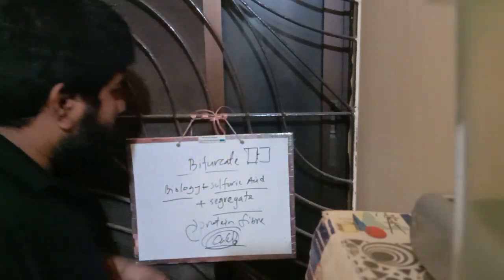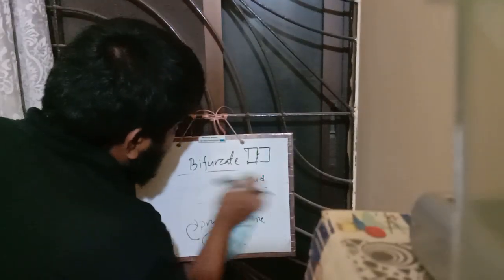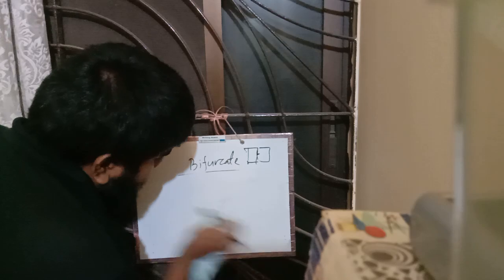Bifurcate is like splitting something into different categories. They give you some animals or some chemicals, and you have to put the biological elements in the biological container and the chemical-related things in the chemical container. So bifurcate can be understood in such a way. This is the basic one, and there are many other things you can understand.